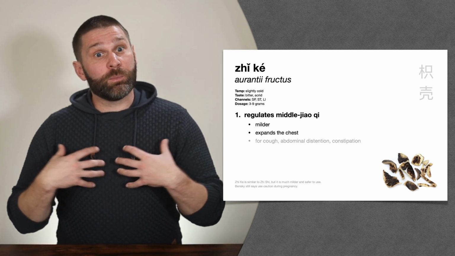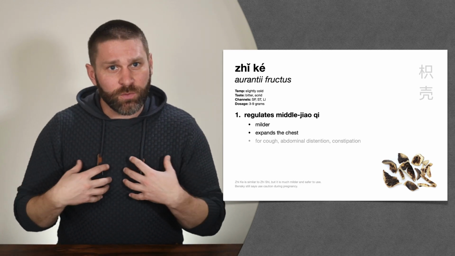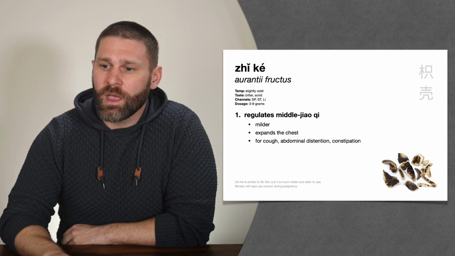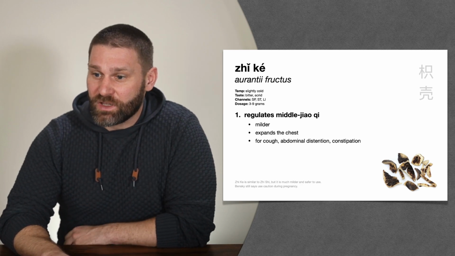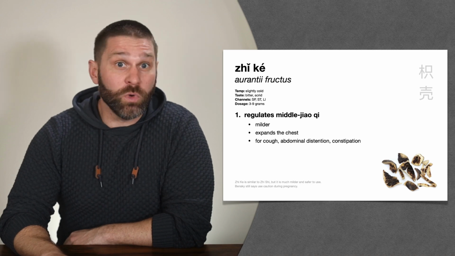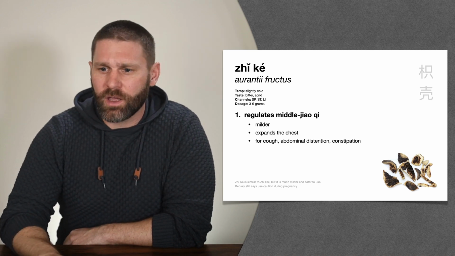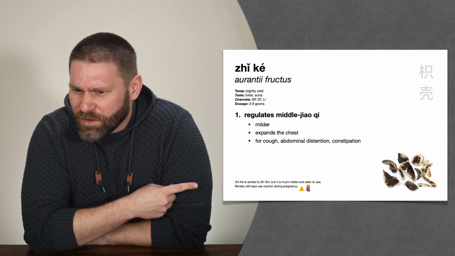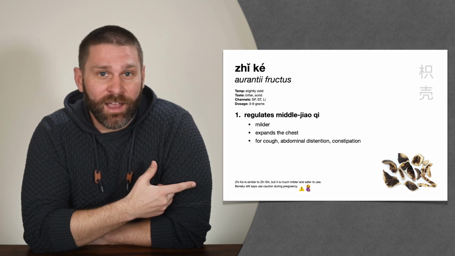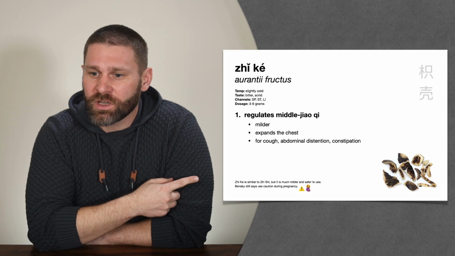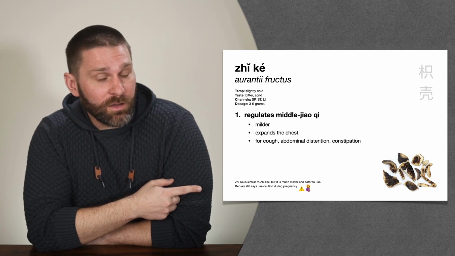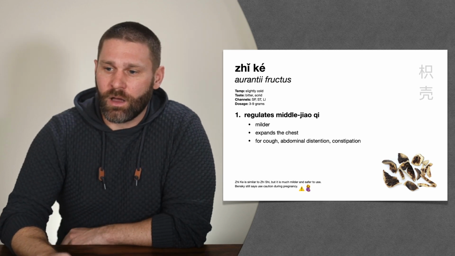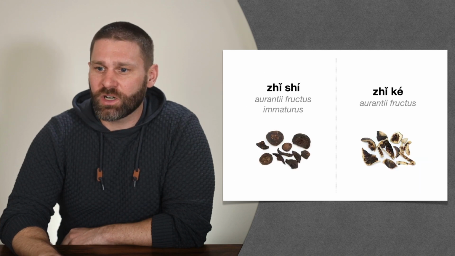But we also do say it expands the chest. That was something we said about Zhi Shi, transforming phlegm and expanding the chest. We might say that Zhi Ke is even better at expanding the chest. And it can also be used for a cough, abdominal distension, and constipation by regulating the qi and moving downward because it's still bitter in flavor. So here we say Zhi Ke is similar to Zhi Shi, but it's much milder and safer to use, so the action isn't quite as drastic. We don't say it breaks up the qi the same way that Zhi Shi does, but even though it's more mild and safer to use, according to Bensky, we should still use caution in pregnancy. So that's Zhi Shi and Zhi Ke.